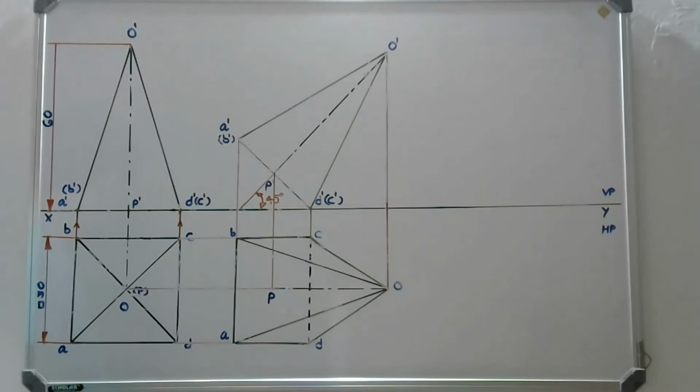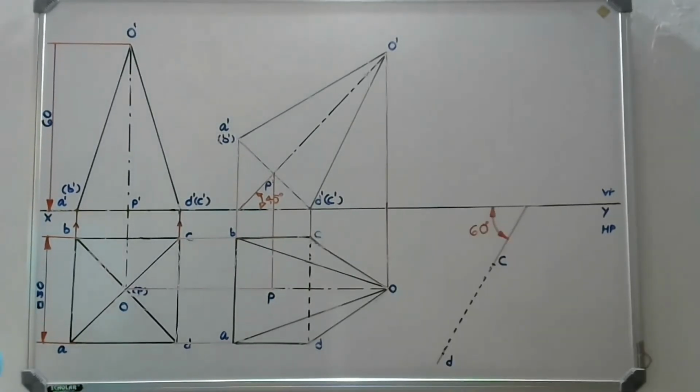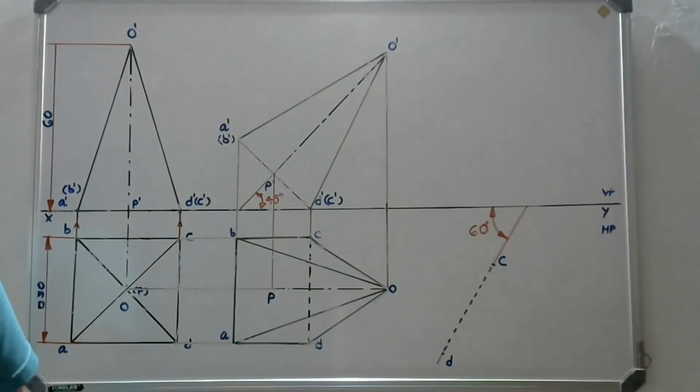During that step, maintain the condition that the apex should be on the right side and it should be away from the vertical plane. Let's see the condition. According to the third condition, we fixed the resting base edge, which is invisible in the second top view, on the 60 degree inclined line with VP.